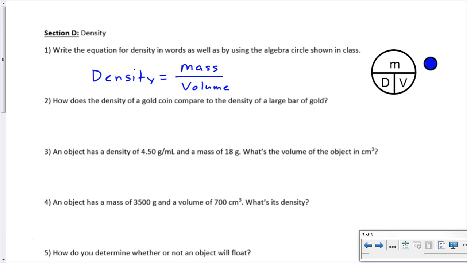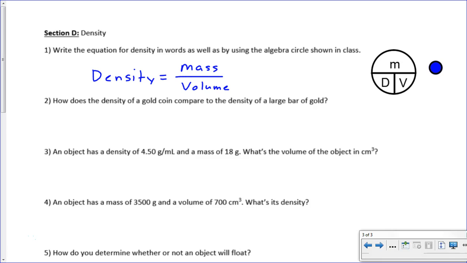Just to remind you about how it works, you cover up what you're solving for. So if you want to solve for density, you cover up the D and you get mass over volume. If you want to solve for mass, you cover up the M. That would be density times volume because they're in the same row as each other. If you want to solve for volume, you cover up the V and you get mass over density. So that's how that works.